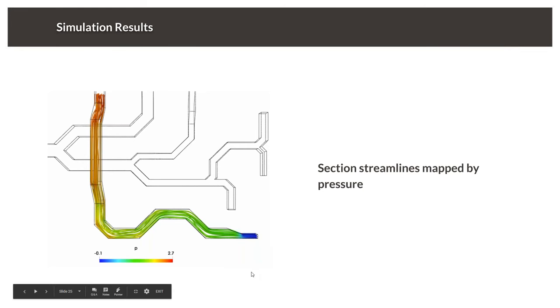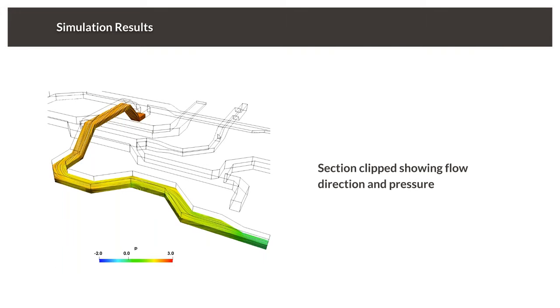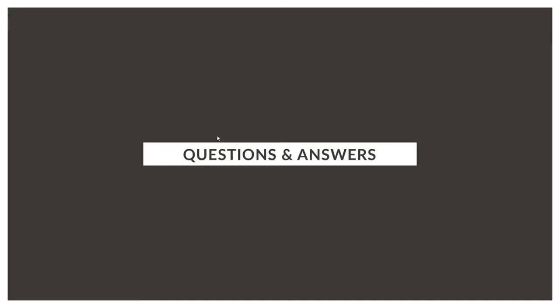And here is another example of how you can visualize the flow using streamlines, which are mapped by pressure. You can even clip them and change the legend of the visualization.